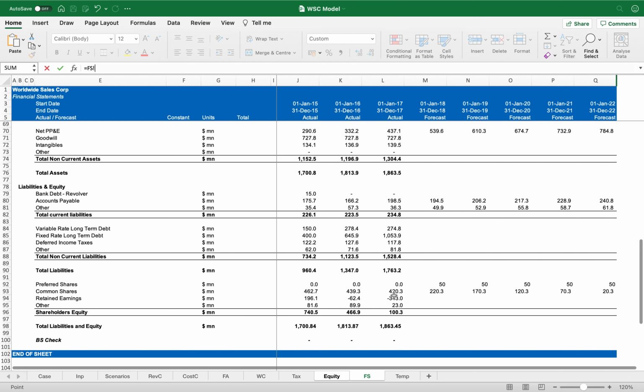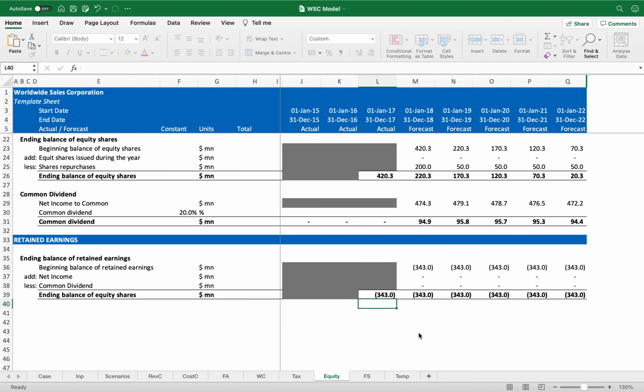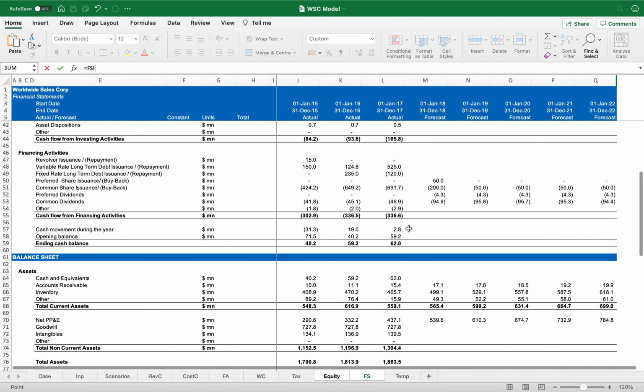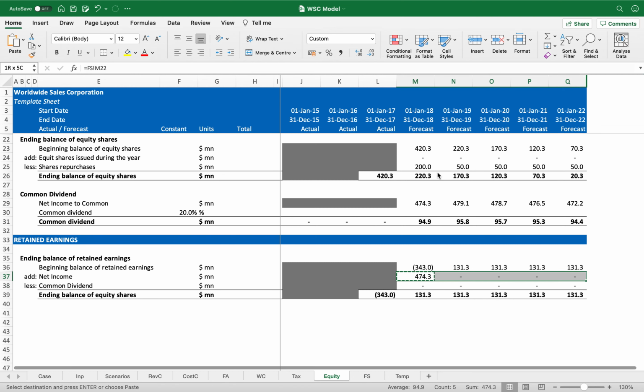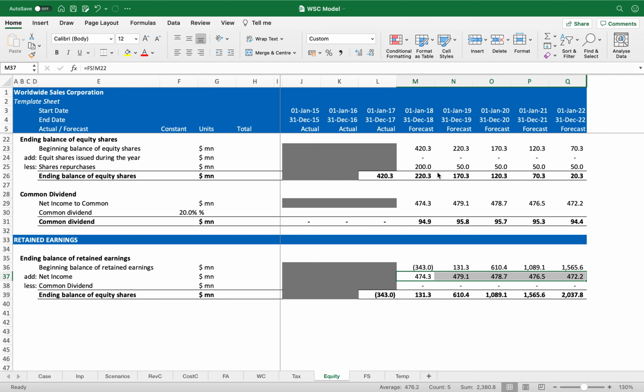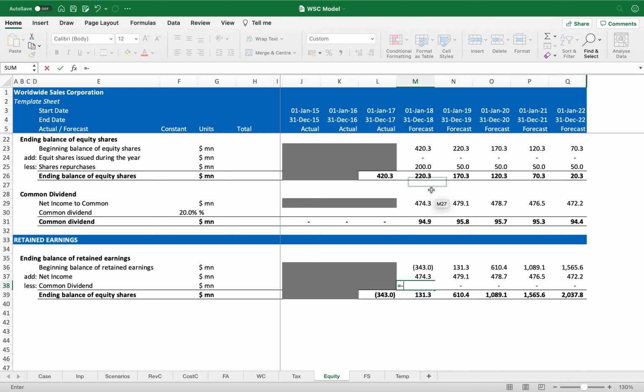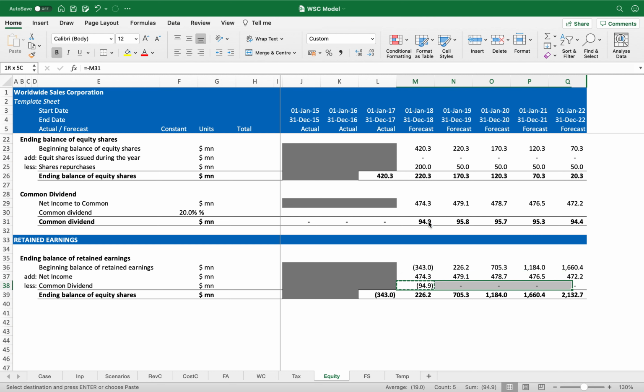Now what is the ending balance of retained earnings in 2017? In your balance sheet, minus 343. What is the net income to common? $474.3, and so on. What is your common dividend? You have just computed it above. So you arrive at your ending balance of retained earnings.